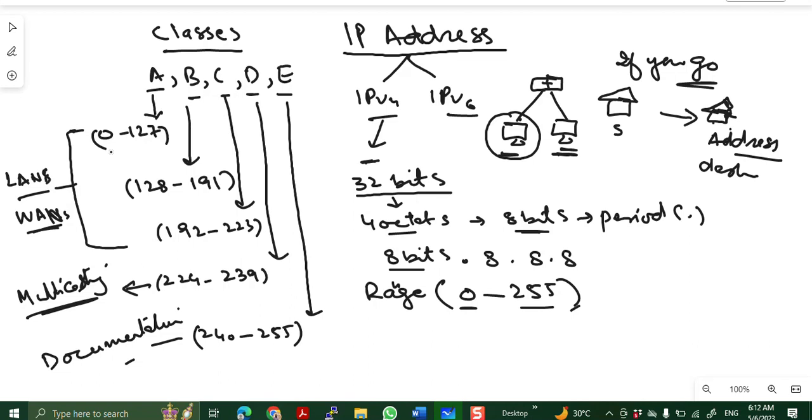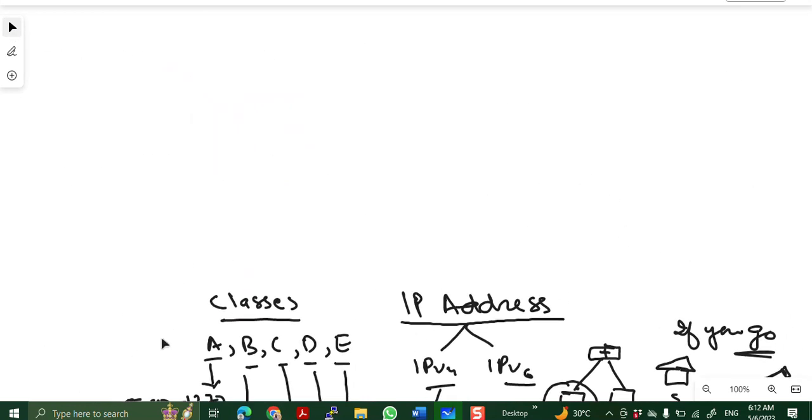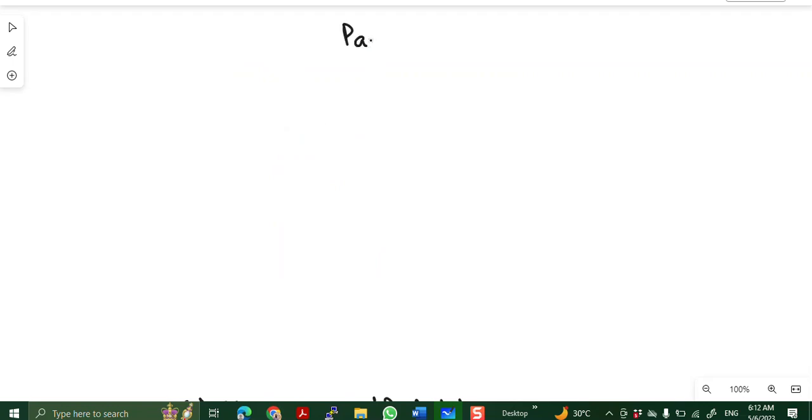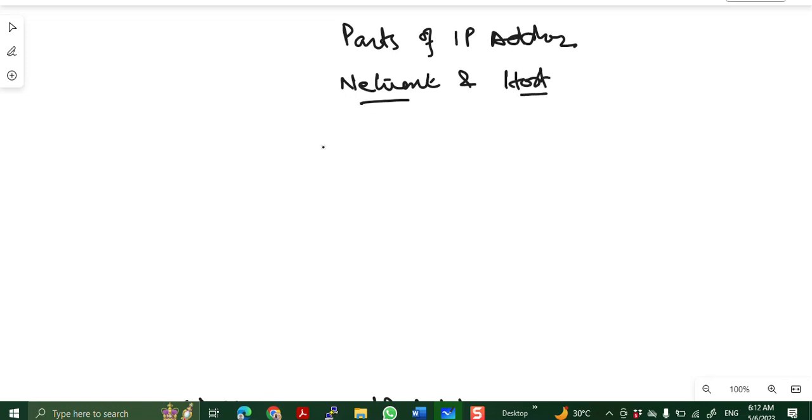Now each IP address has two parts, or you can say that there are two portions of IP addresses. The first part is called the network part, and the second one is the host part. Host portion and network portion.